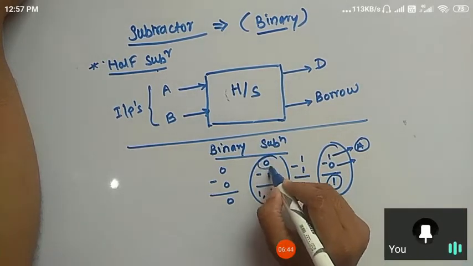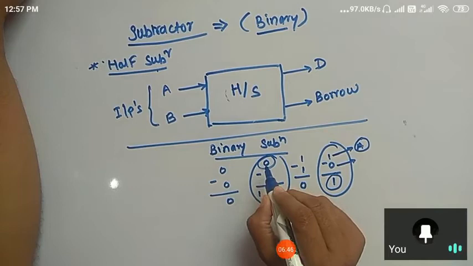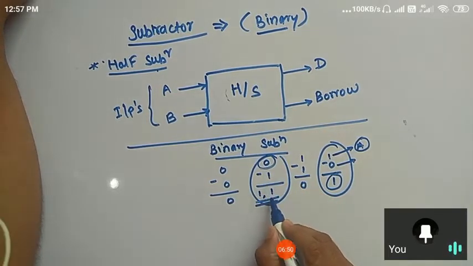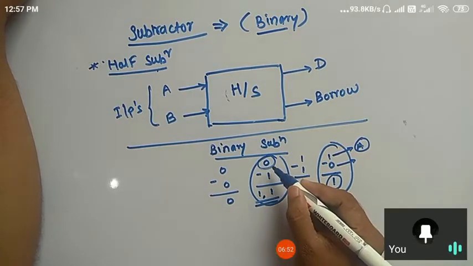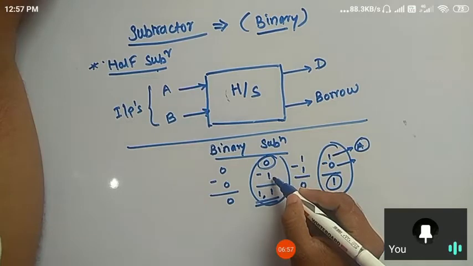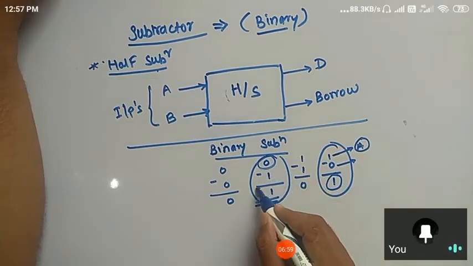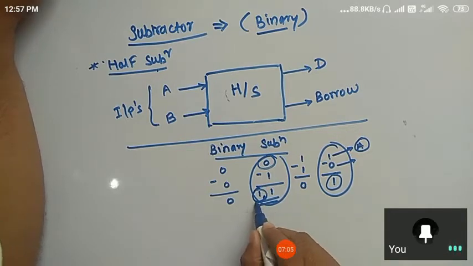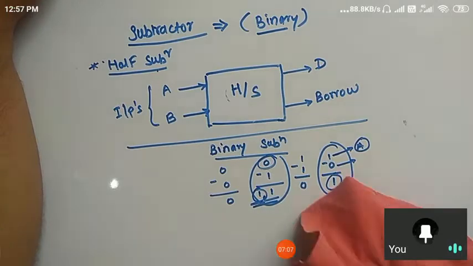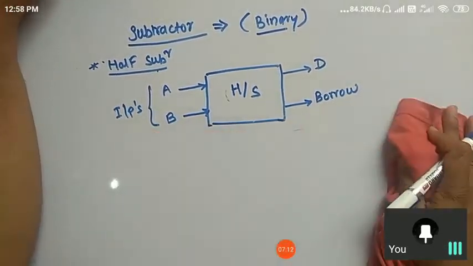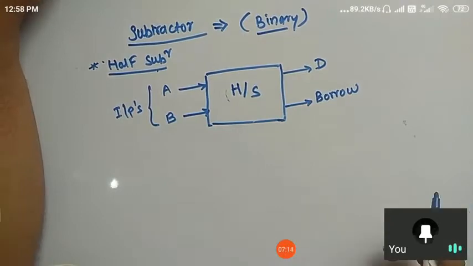And if the first bit from which we are subtracting is smaller, then the difference is 1 and the borrow is also 1, because the first bit is not larger than the second one, that means the second one is larger. This is a negative result, and that's why we have to represent it by a borrow. I think you already know this. So this one is about the half subtractor.